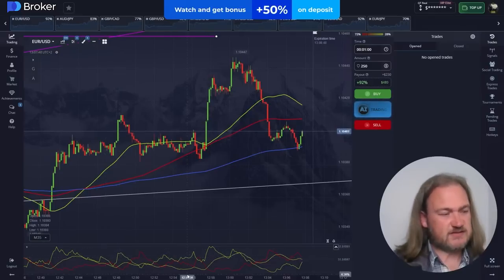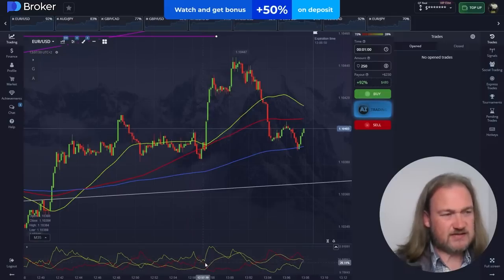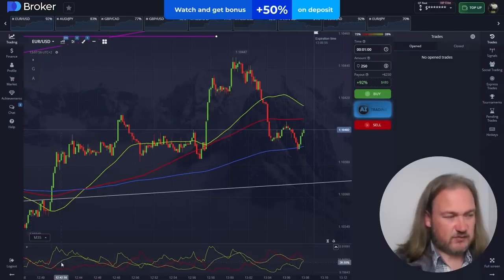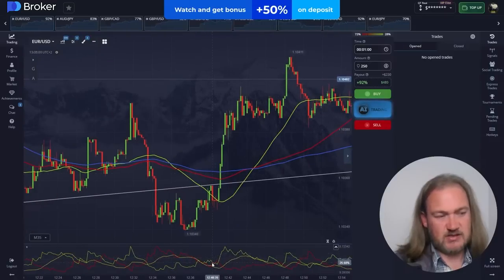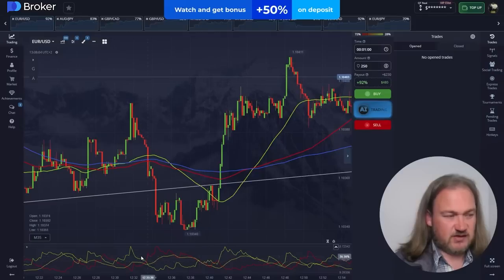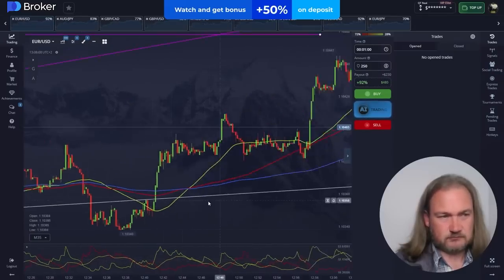The problem with this is you will see that here, for example, there are a lot of false signals on the ADX. I find this to be very inconsistent and very unreliable, to try and trade crosses by themselves.